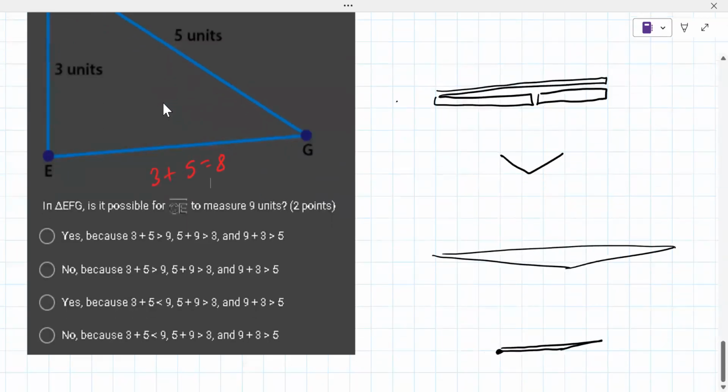So which of these answers says no, it can't be that because of something we just said? The second one and the third or fourth one. Okay. So we're down to those two. So no, because 3 + 5 = 8, which is not greater than 9. That's not true. No, because 3 + 5 is less than 9. And so it looks like that would be the best choice there. All right. We got 100 on that. Great.